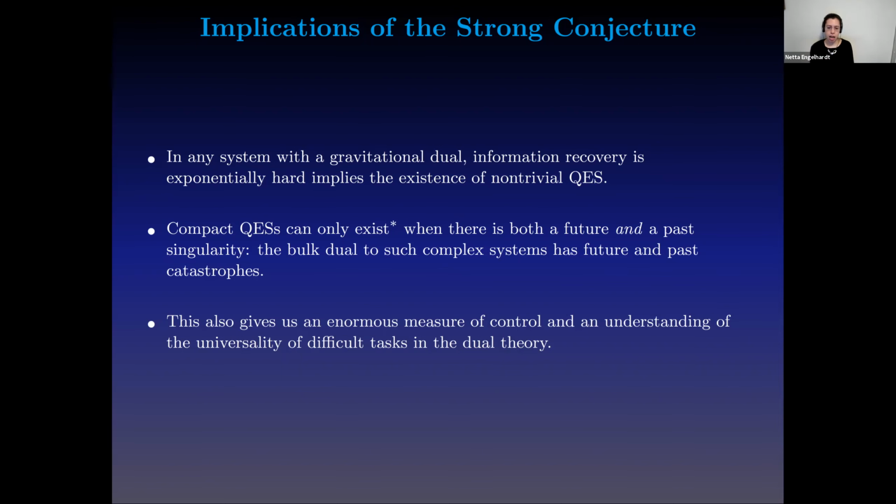Now, in general, this gives us a lot of control and an understanding, in some sense, of the universality of difficult tasks in the dual theory. So we sort of learn a lot about the geometrization of exponential complexity. It helps us both in understanding quantum gravity and black hole information better, but also gives us insight into what is hard in the dual theory.